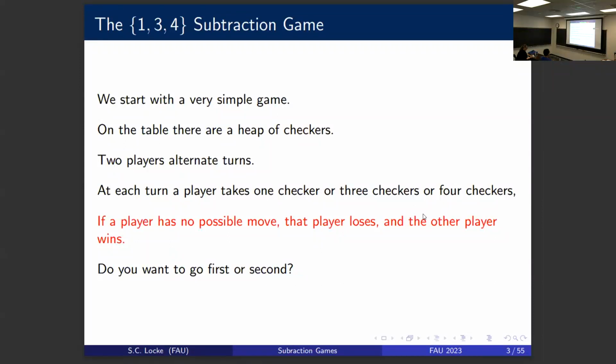So the very first game is you've got a pile of checkers. And you can spread these around and play if you like. But the idea is let's just put a few of them on here. And so our little pile, oh, that's got 6 checkers in it. Do you want to go first or second? Okay, so the rules are going to be on the table, there's a heap of checkers. There's 2 players. They're going to alternate turns back and forth. Each player takes either 1 checker or 3 checkers or 4 checkers. And if you have no possible move, you lose. The other player wins. So do you want to go first or second?